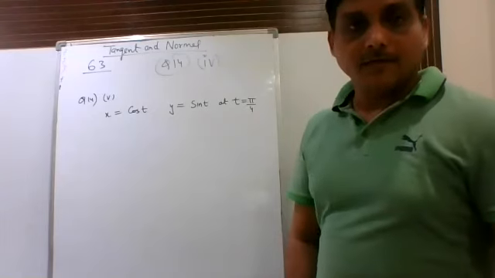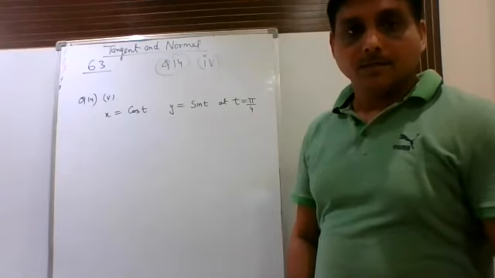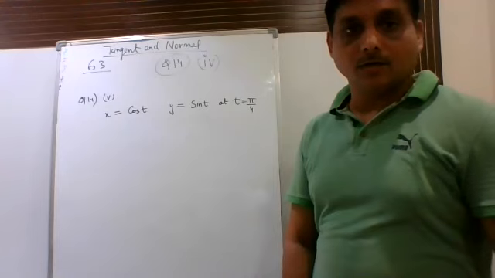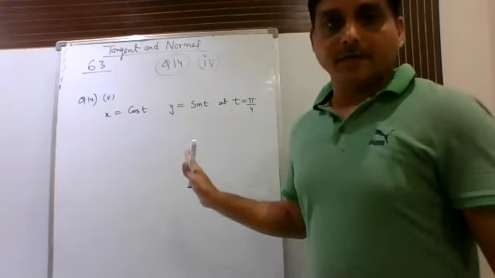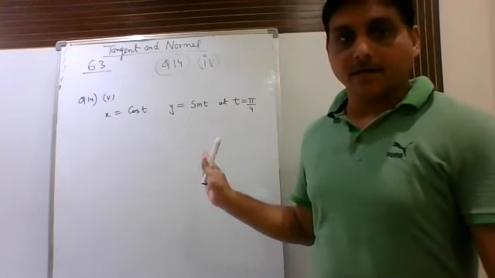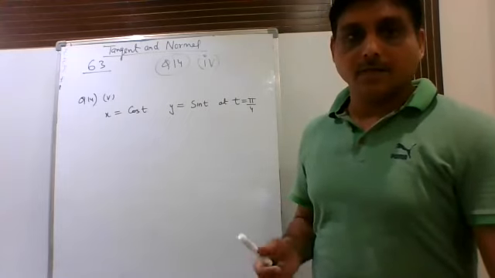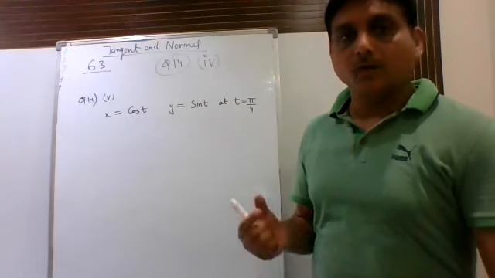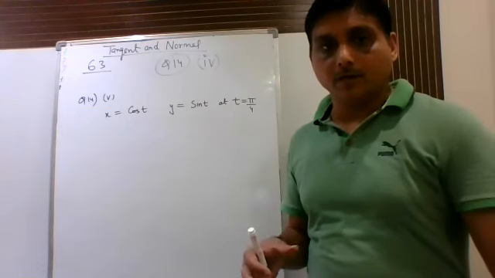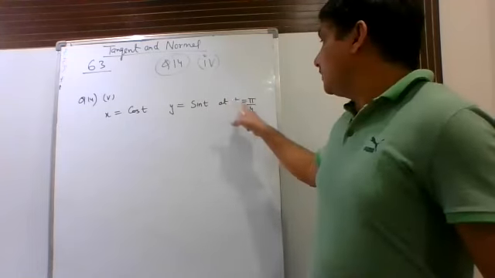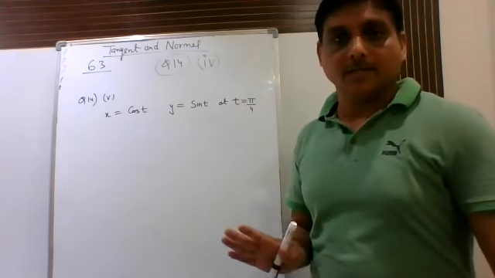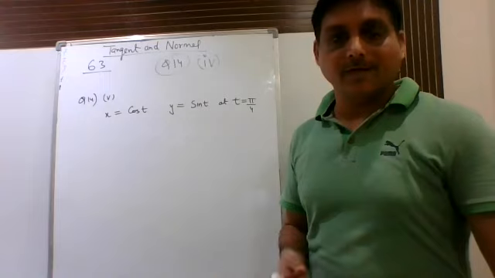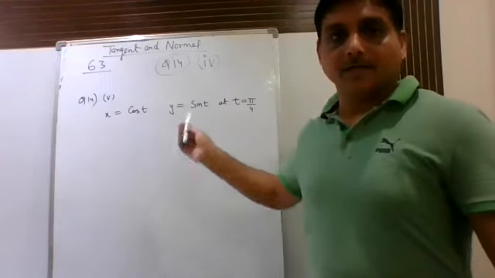Okay, so those who have done that fourth part, they can see the fifth part of question number 14. This is a little bit different because here x and y are in parametric form and we want to find the equation of the tangent and normal at t is equal to pi by 4. So how to proceed in this type of question? The first step is you will find the derivative using that parametric form. Just take the derivative of these two.